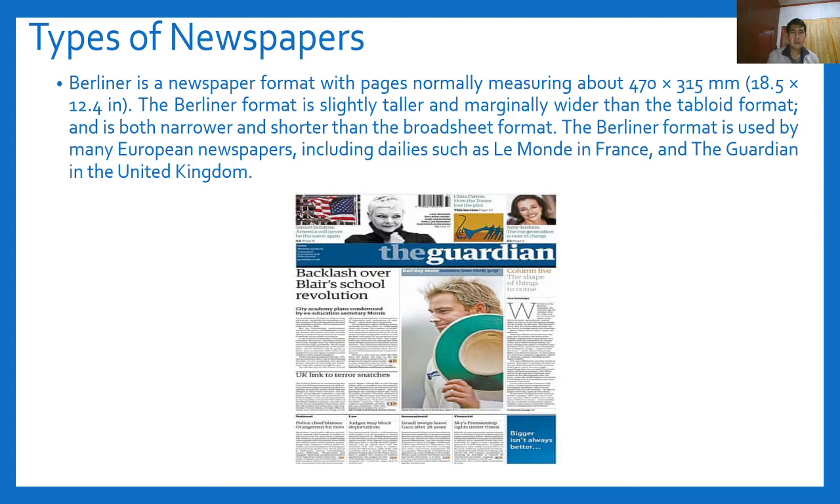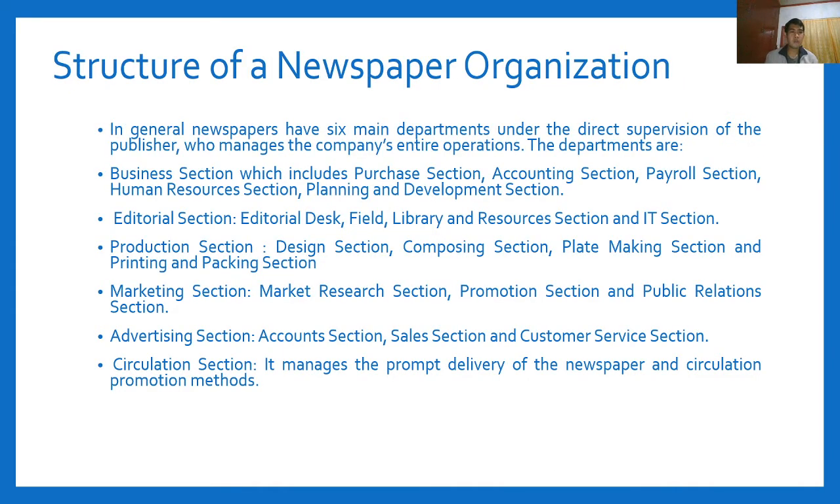Now we have the Berliner. The Berliner is slightly taller and marginally wider than the tabloid format, so it's kind of bigger than the tabloid, and it's commonly used in European newspapers like The Guardian in the United Kingdom. Okay, so those are the types of newspapers. So we have different structures of newspaper organization.